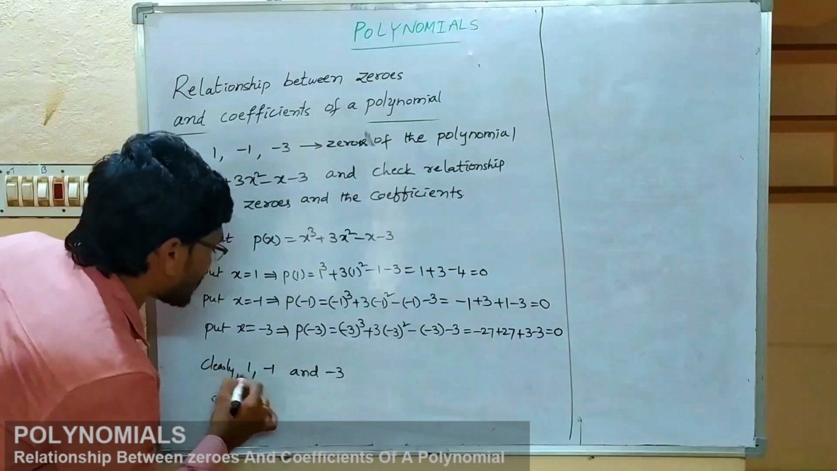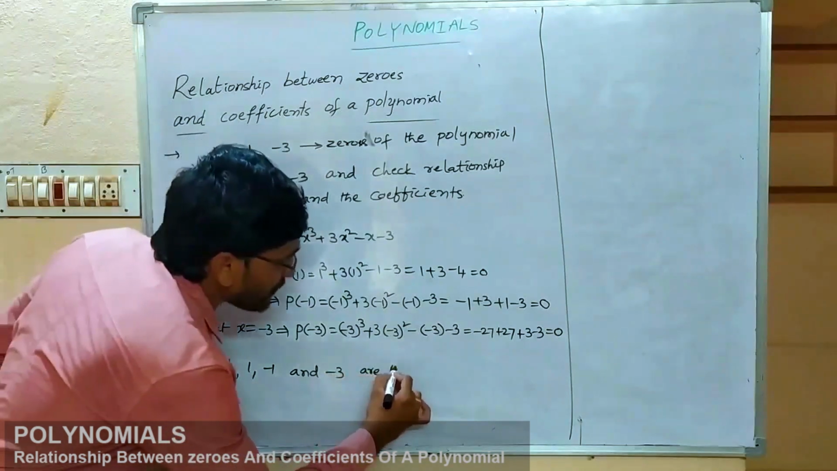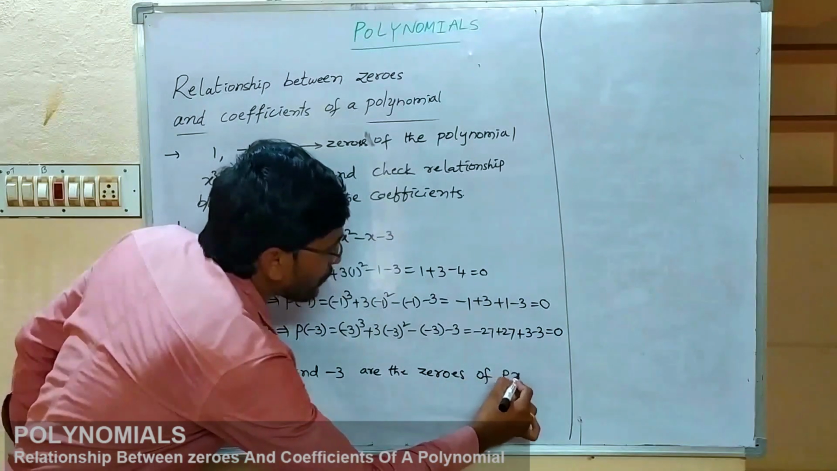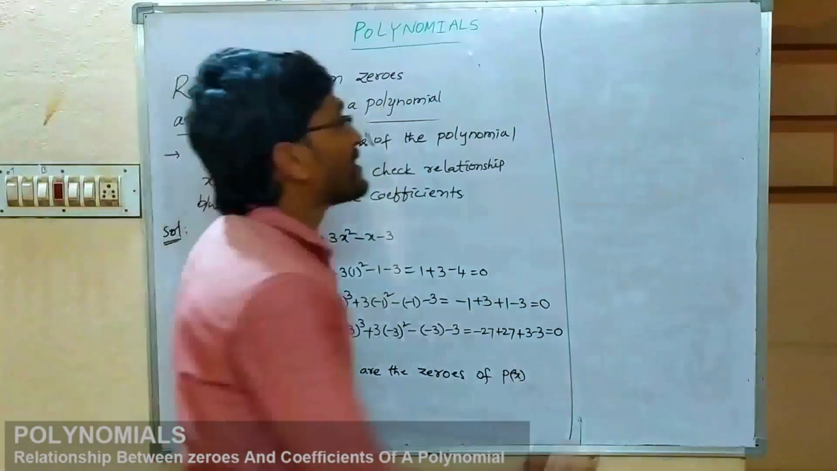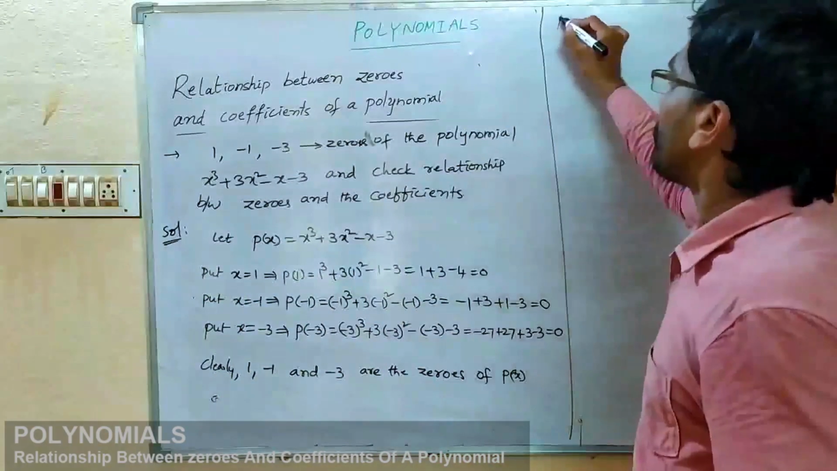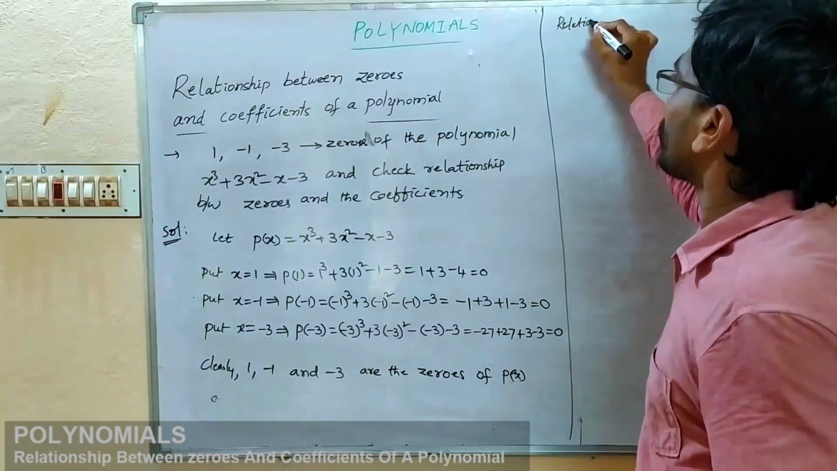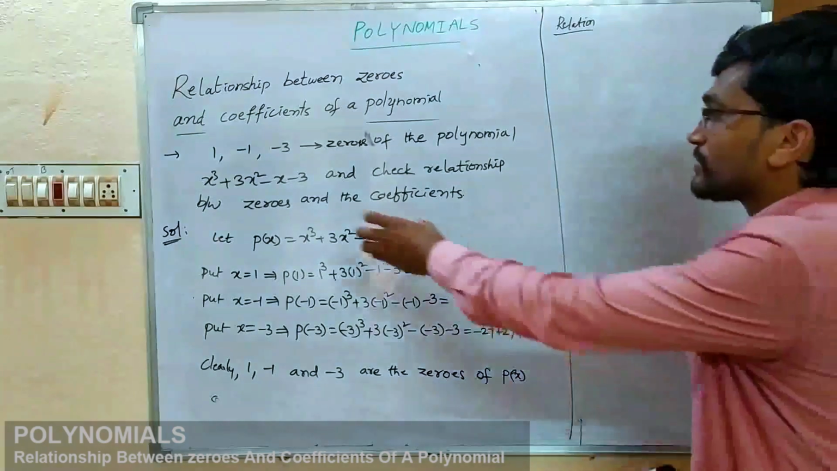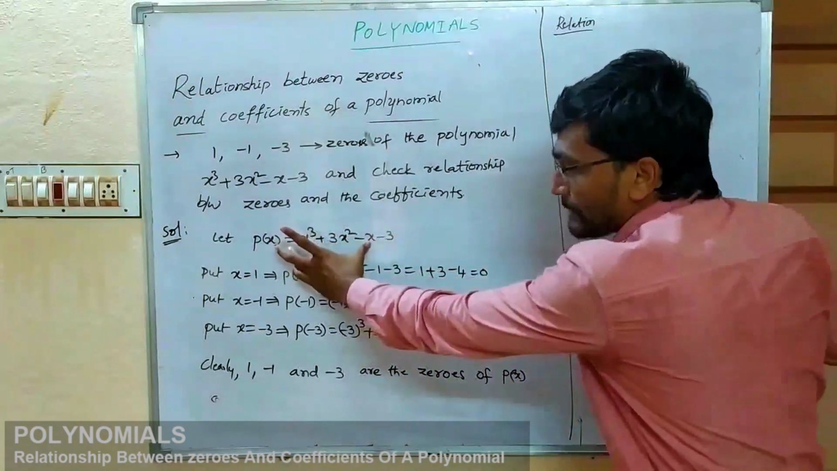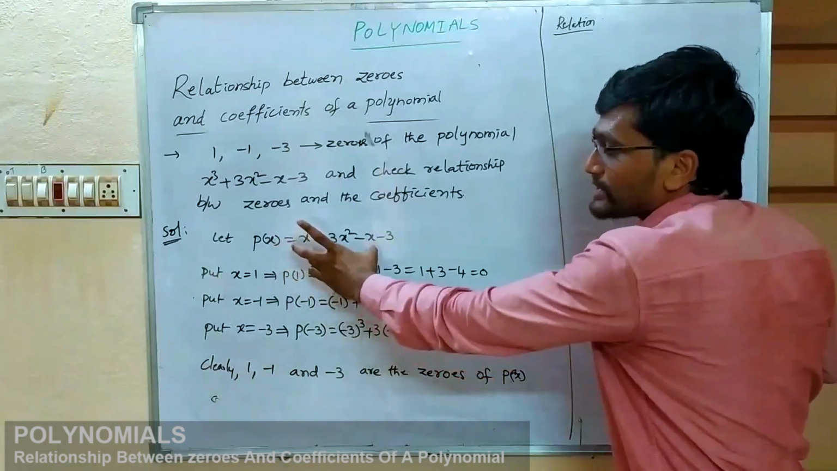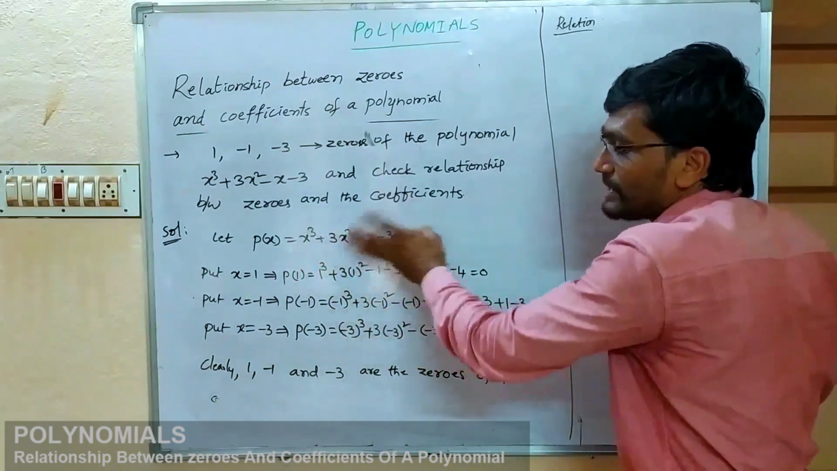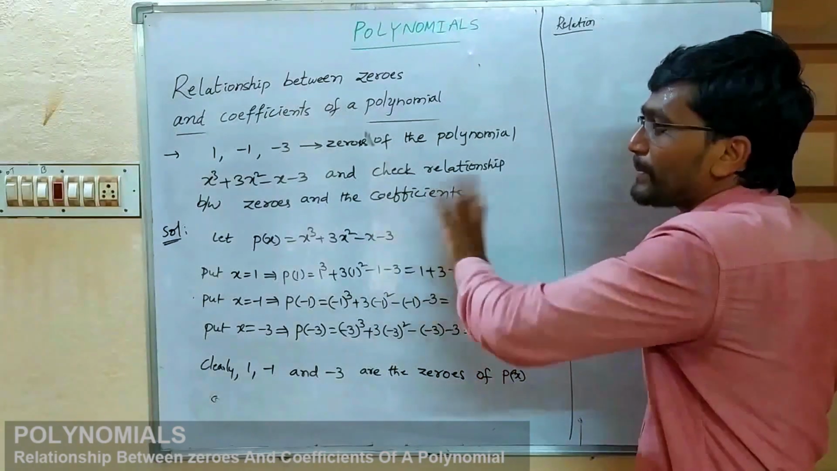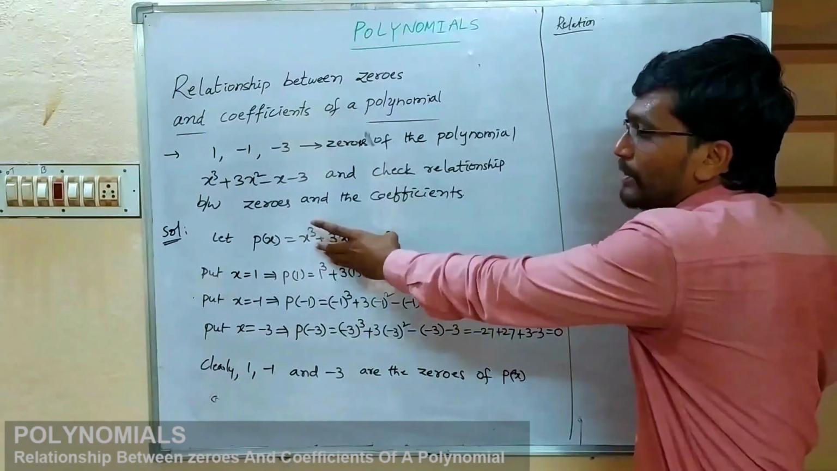Clearly 1, minus 1 and minus 3 are the zeros of p of x. Now verify the relationship between zeros and coefficients of a polynomial. First of all, you have to compare this polynomial p of x equal to x cube plus 3x square minus x minus 3 with ax cube plus bx square plus cx plus d.